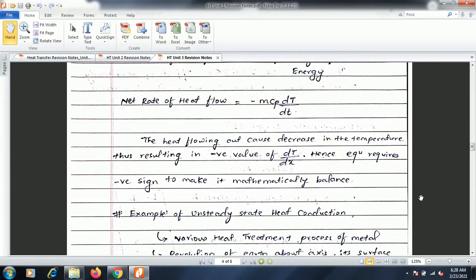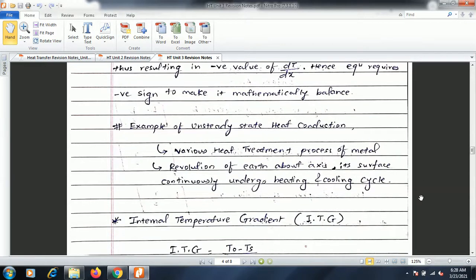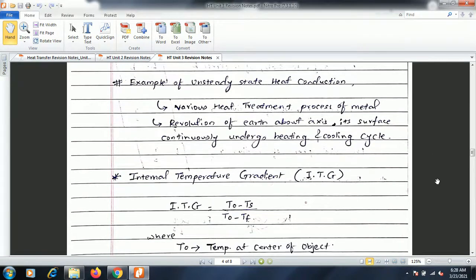It also follows the sign convention. The examples of unsteady state: various heat treatment processes of metal come under unsteady state heat conduction. Then, in the revolution of the earth about its axis, its surface continuously undergoes a heating and cooling cycle, so it is also a case of an unsteady state. Wherever the temperature is a function of time, there you find this unsteady state.